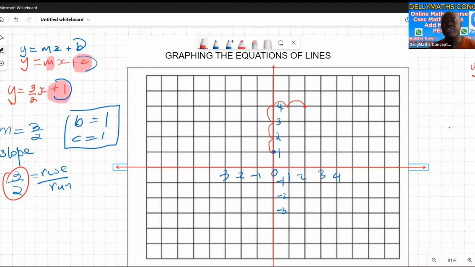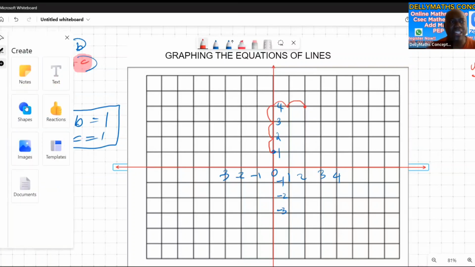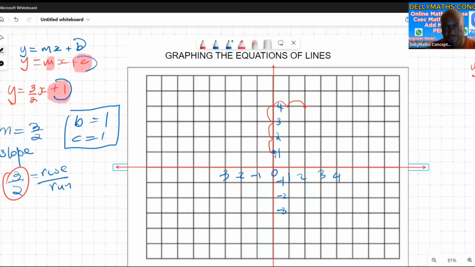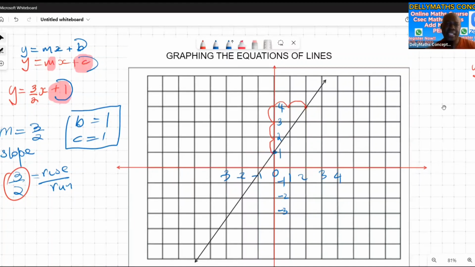It is as straightforward as that. The fact that I have 2 points, I can easily draw this line. The line can be drawn through where it crosses the y-axis, and I use my slope to create the next point right there. There it is. So I could just extend this. And there it is. I've graphed the line for y equal to 3 over 2 x plus 1.